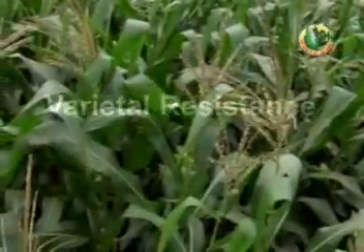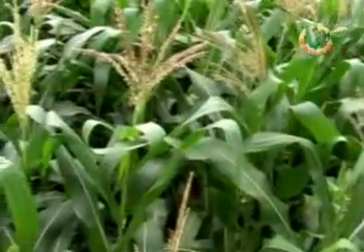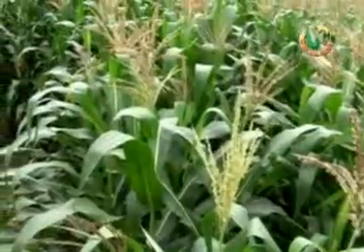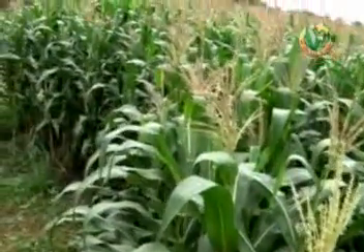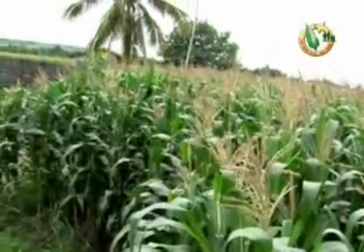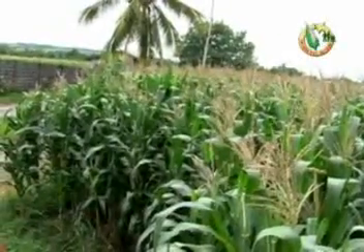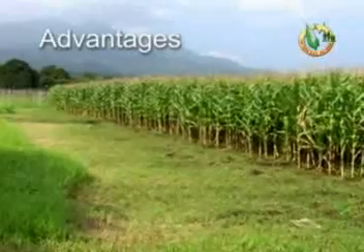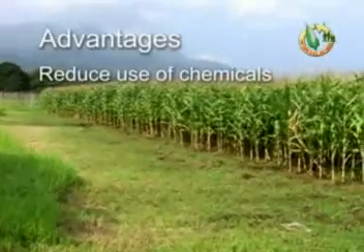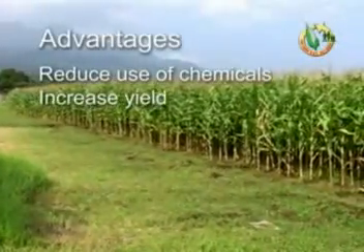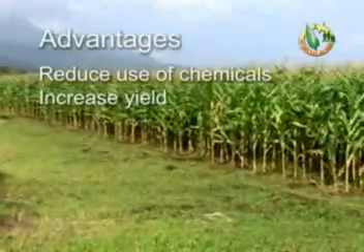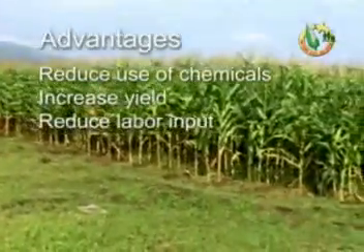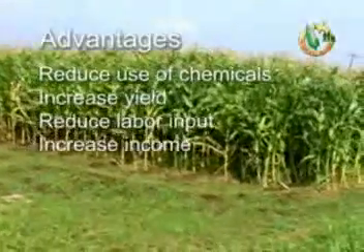Another PM tactic is by planting BT corn, a genetically modified organism or GMO. BT corn is a genetically engineered hybrid corn which could produce its own insecticide against corn borer. Planting BT corn can reduce use of chemical insecticides, produce high yield despite the presence of ACB in the area, reduce labor inputs, and consequently increase profit.